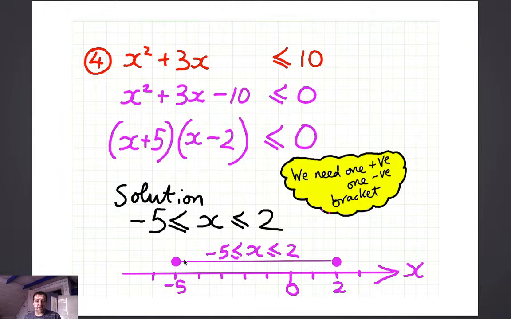So there it is on the number line. x is allowed to be anything between -5 and 2. And because this is an or equal to inequality, then it's allowed to take the values on the boundary. The whole thing is allowed to be 0. So x is allowed to be the values on the boundary, -5 and 2, so the circle is filled in.